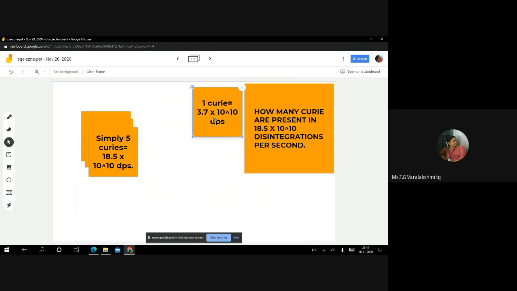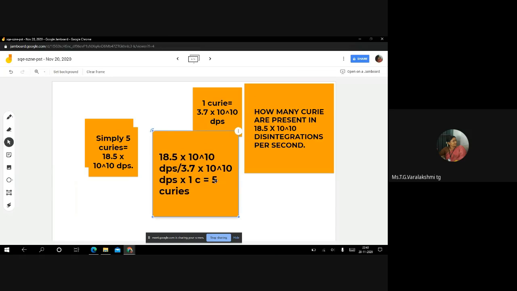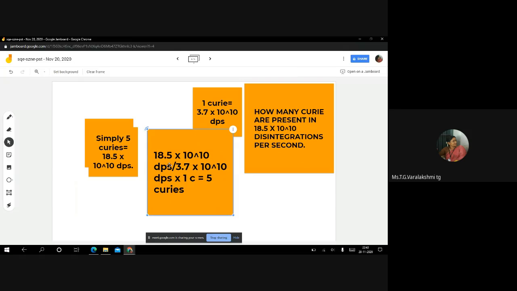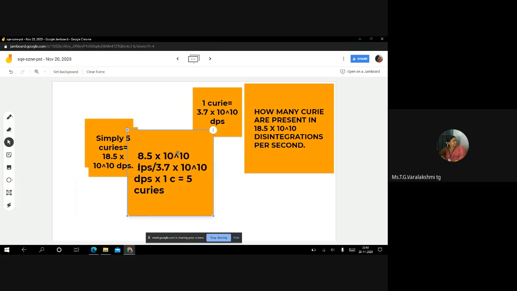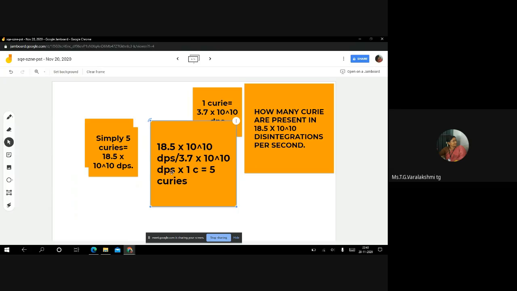So to convert, they are asking how many curie are present in this disintegration per second, 18.5 into 10 power 10. So for which, this is the next step. Whatever I have given here is the next step. 18.5, I will just enlarge it so that you can see it clearly. To convert this dps into curie, they are asking how many curie. So to convert dps into curie, I am using the same expression, divide 3.7 into 10 power 10. In order to cancel this dps, I should divide it by dps.